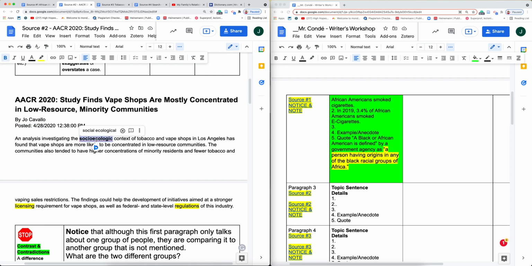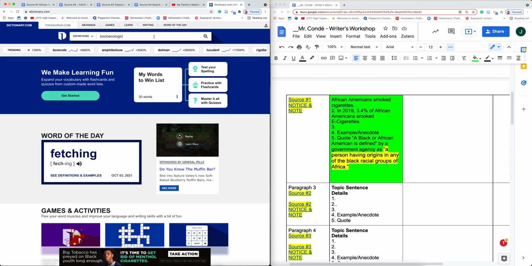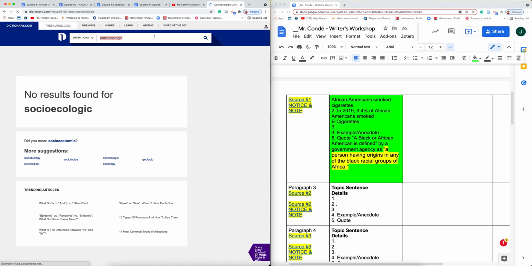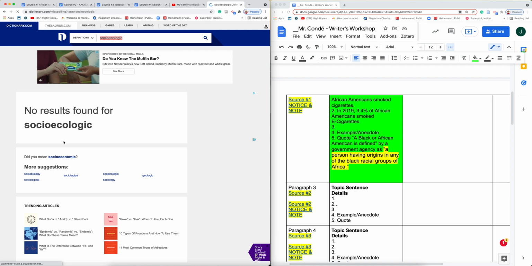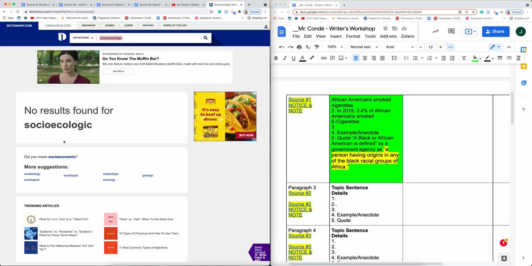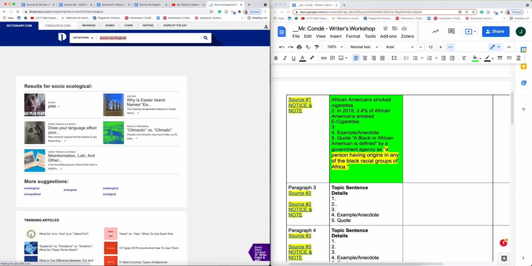If you just read but don't try to find what the words mean, there may be some words that you don't know. What you do is you copy and paste them and you go to dictionary.com or another dictionary and you look for them. Okay, it's not found. So socio-ecological, it's probably socio-ecological. So let me put that in there. Socio-ecological. There it is.